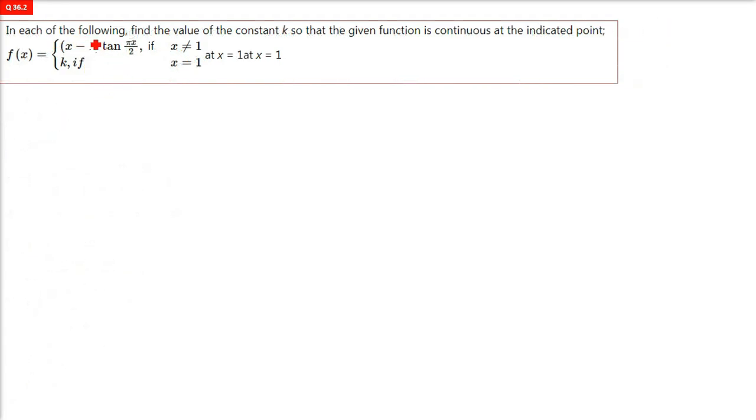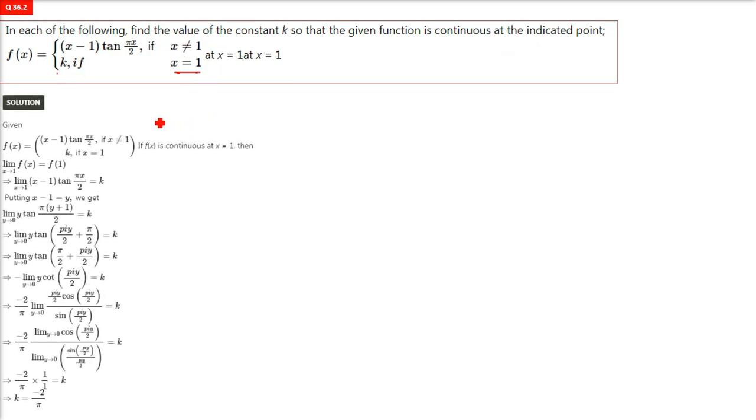In each of the following, find the value of the constant k so that the given function is continuous at the indicated point. x equals 1, k for x not equal to 1, this one. There are ways you can do it. First, I'll tell you a way in which k will come as a different number, so let us start with the very normal way.